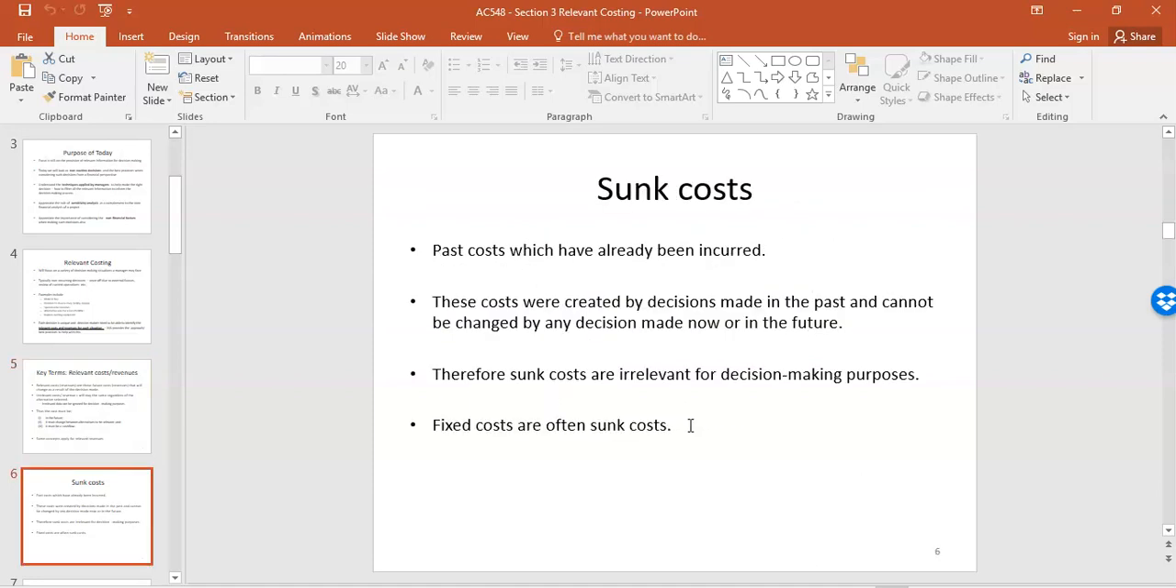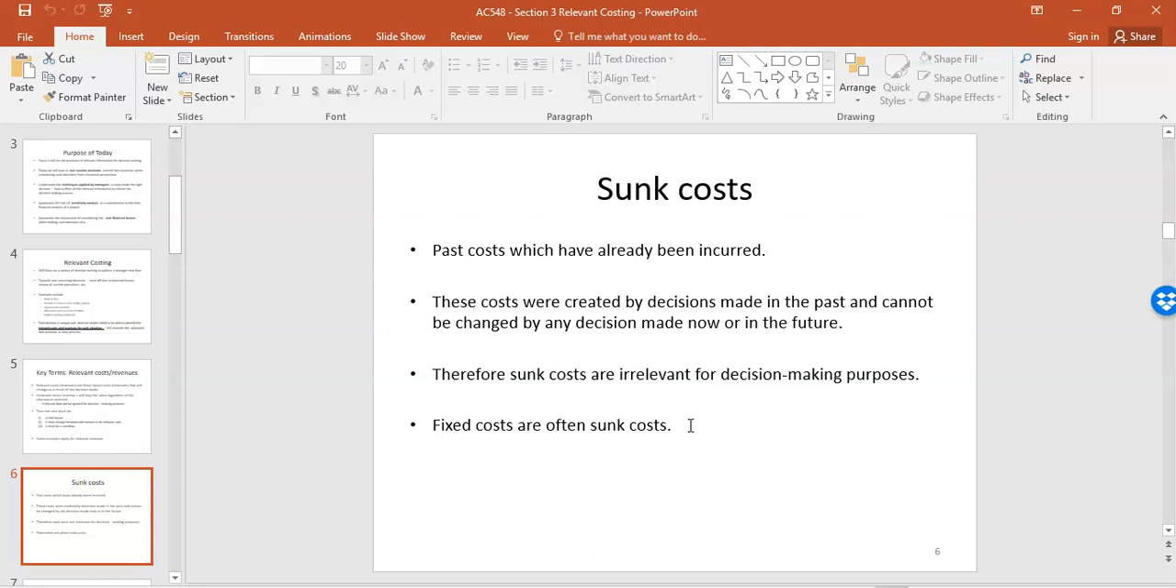And the first thing we're going to be looking at is a common thing called a sunk cost. So this is a past cost that's already been incurred. You've already spent the money on your new product development. You've already spent the money on a new fleet of cars, but that's not going to change. So that money has already been spent and it's irrelevant for decision making going forward.